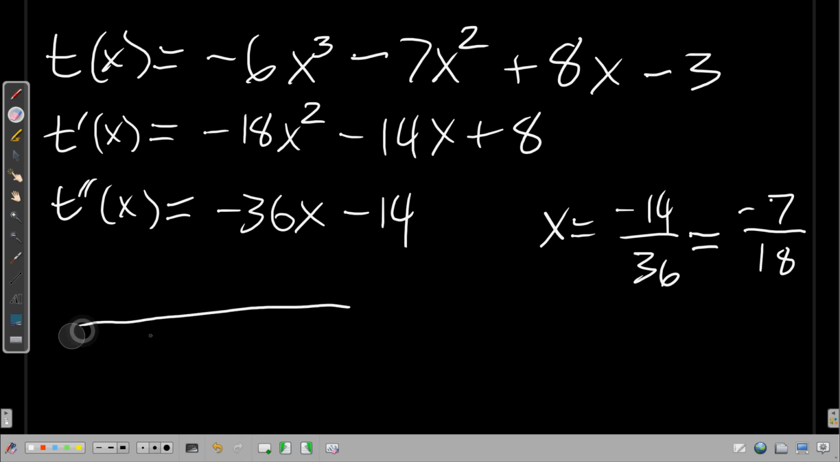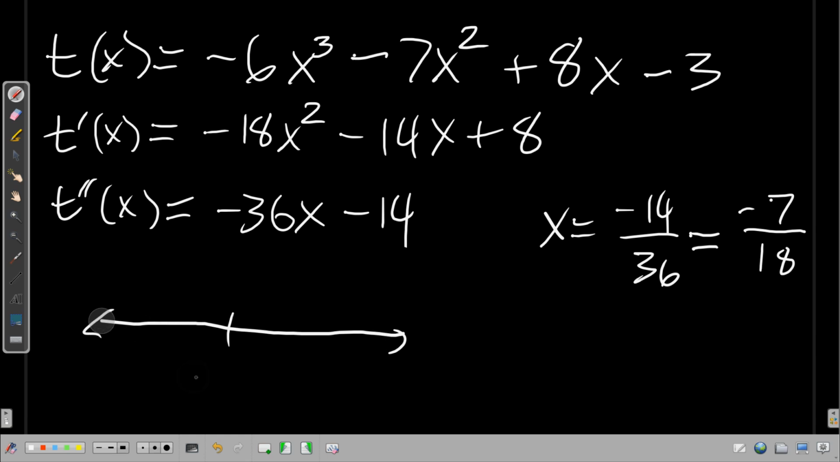Okay, so let's do this. Let's draw a little number line and put on there the minus 7 over 18. Now this is a negative slope line, so it's going to go down like that, which means just that it's negative over here, but it's positive over here. The y values are positive, so it would be concave up here, and it would be concave down here.